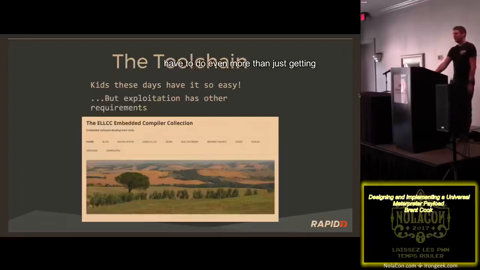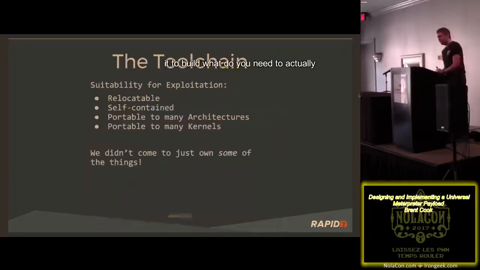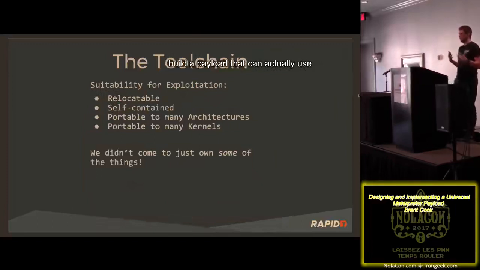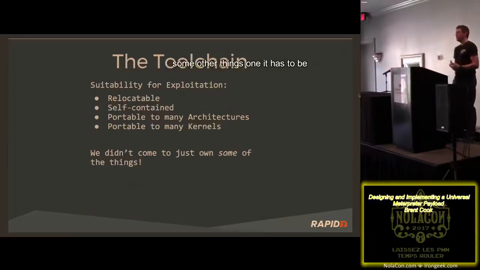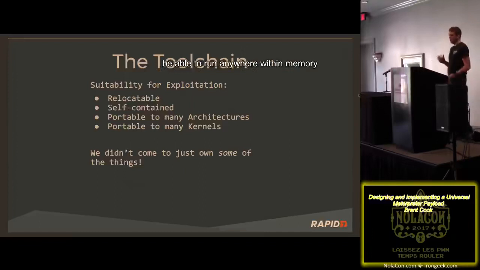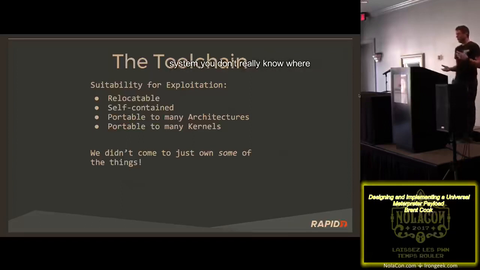Because to do exploitation, you have to do even more than just getting it to build. What do you need to actually build a payload that can actually be used for exploitation? And it's not just a matter of functionality, it's a matter of some other things. One, it has to be relocatable, meaning that the code has to be able to run anywhere within memory. You can't rely on the operating system putting it in the right place, because you're basically subverting the operating system. You don't really know where you're going to be, when you're going to be. It needs to be self-contained.